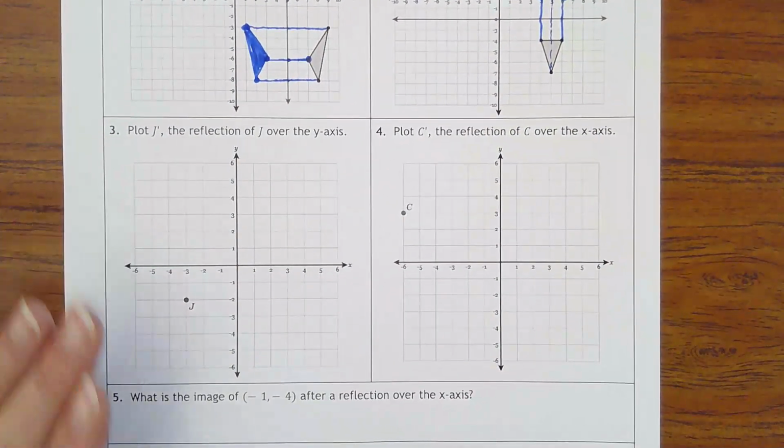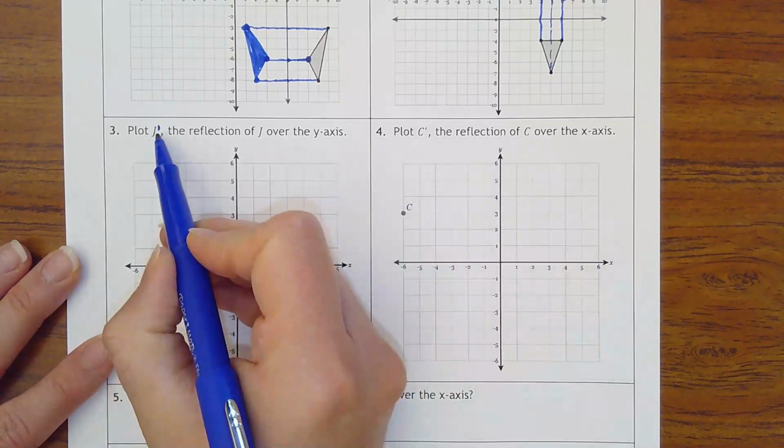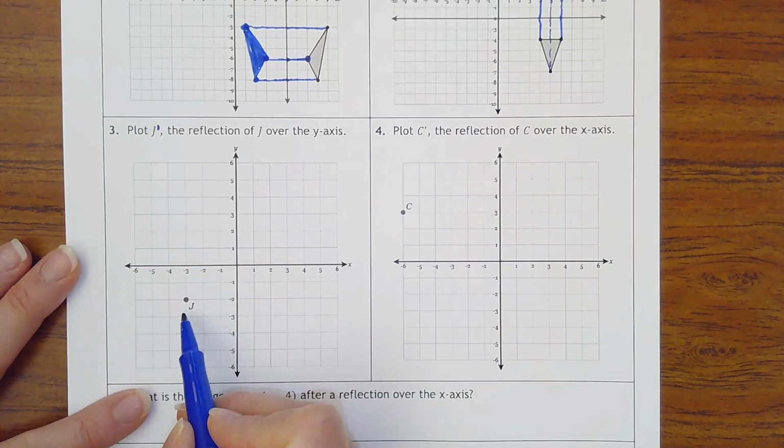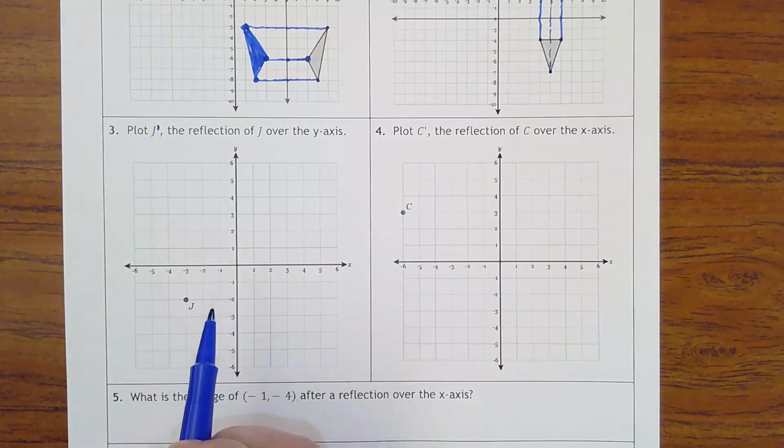All right, number 3, plot J prime. We haven't talked about this. This apostrophe is read as prime, J prime. So J is the original point, the pre-image. Then you're doing the transformation and it becomes J prime.